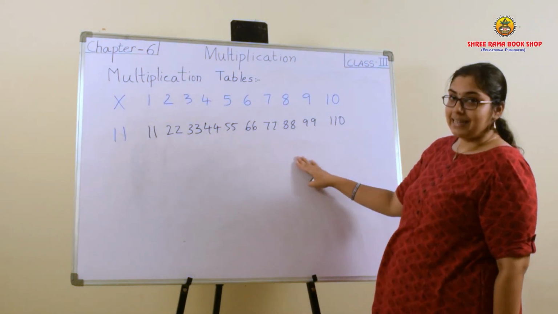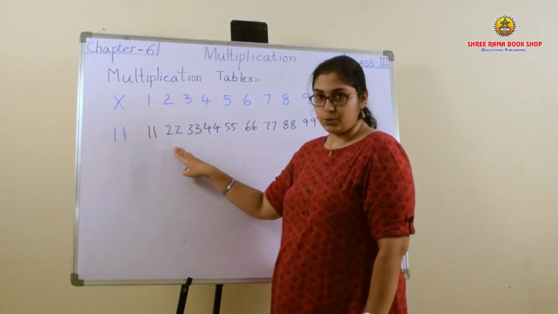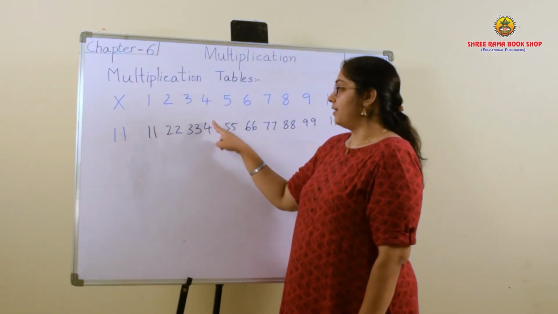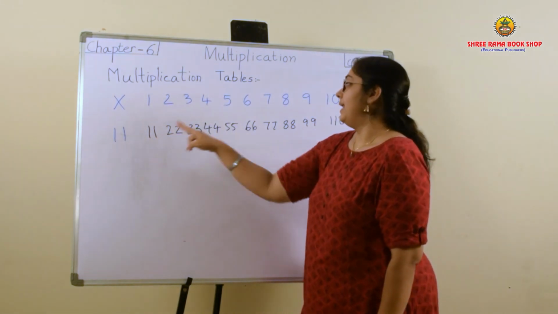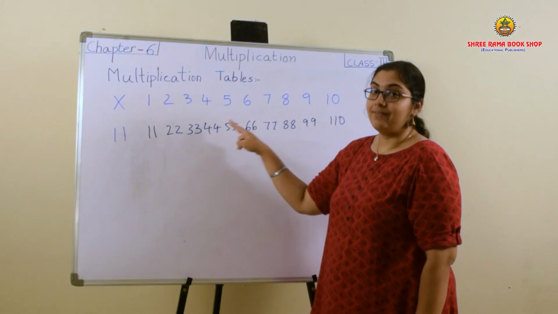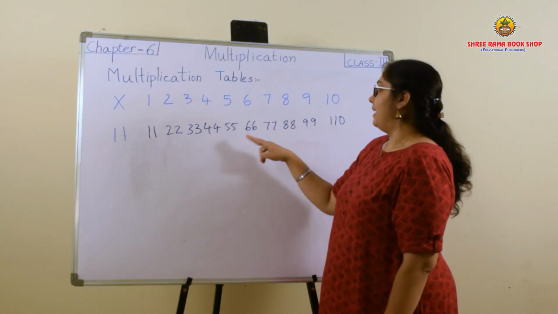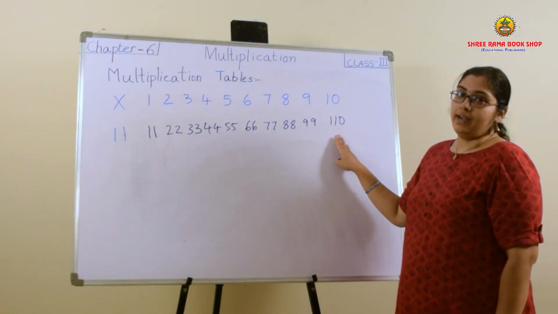From this I can say that 11 ones are 11. 11 twos are 22. 11 threes are 33. 11 fours are 44. 11 fives are 55. 11 sixes are 66. 11 sevens are 77. 11 eights are 88. 11 nines are 99. And 11 tens are 110.